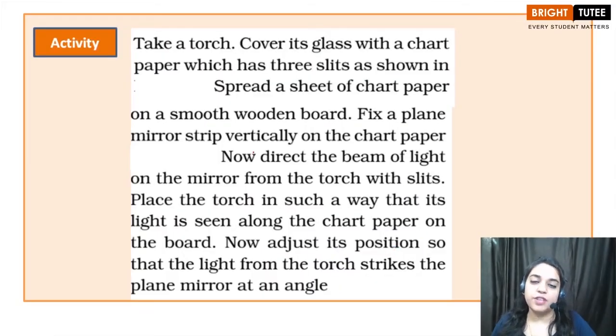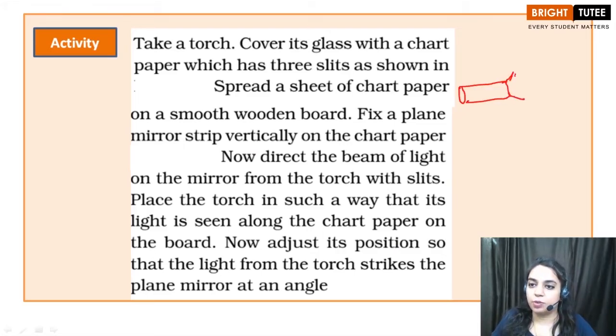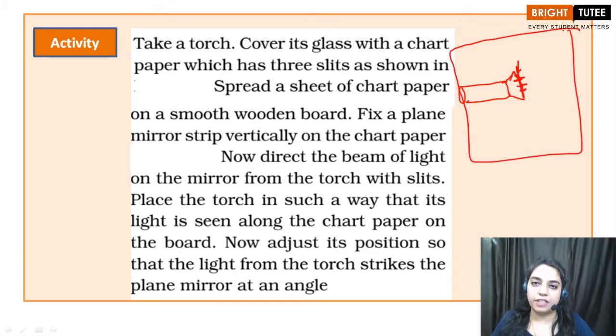So now children, we are going to do an activity which shows that light is reflected by the mirror. What we are going to do is take a torch. This is our torch. We will cover the glass of the torch with a paper and make 3 slits in it, and we will spread a sheet of chart paper. We'll try to do this activity in a slightly darker room so that we can observe the reflection or the movement of light very clearly.